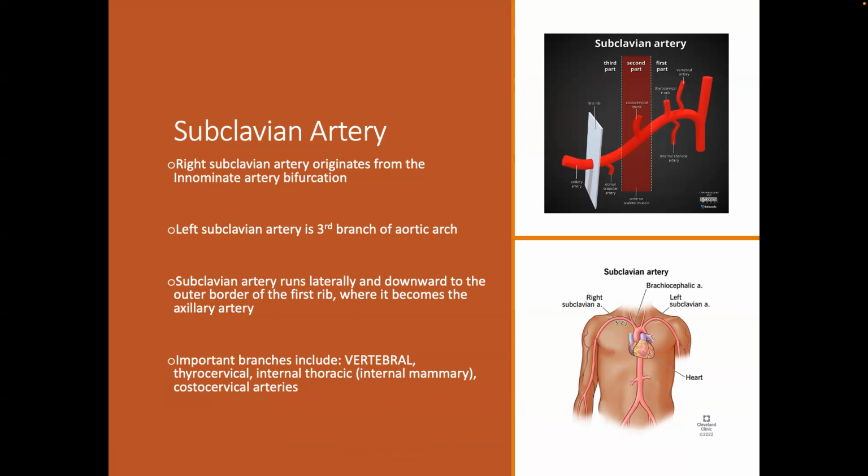It gives off some branches. The most important ones, which you guys know, are the vertebrals. It also gives off the thyrocervical, the internal thoracic, and the costocervical arteries. But the most important branch is the vertebral.